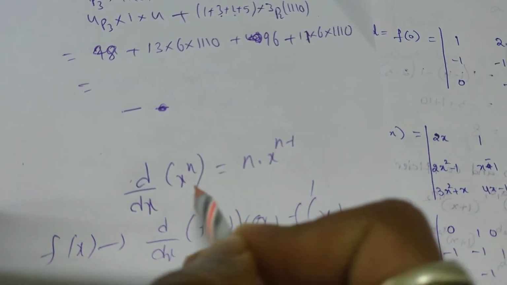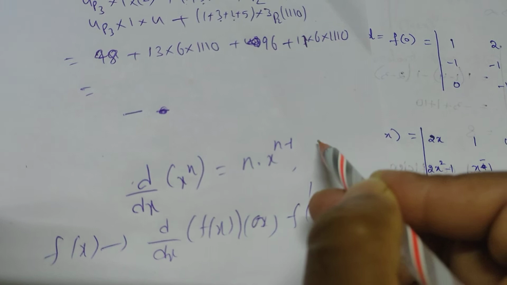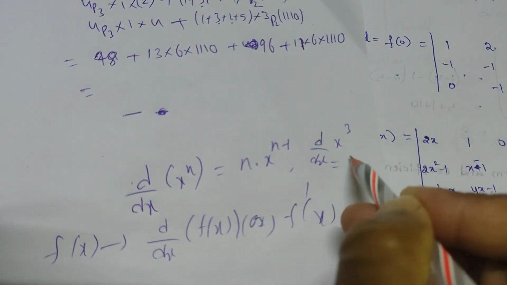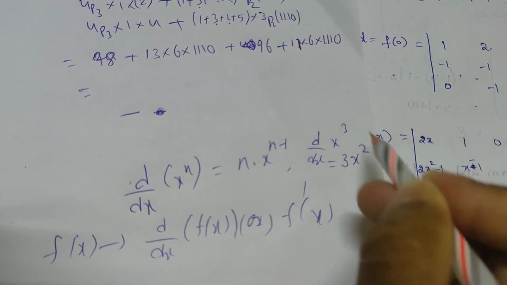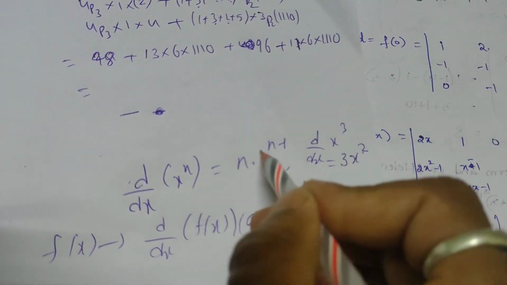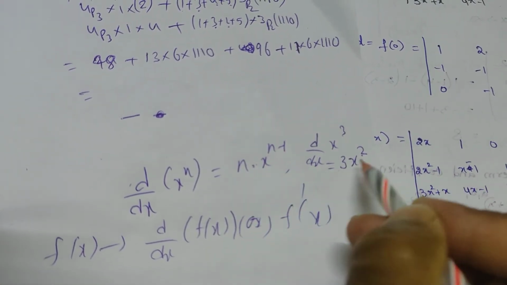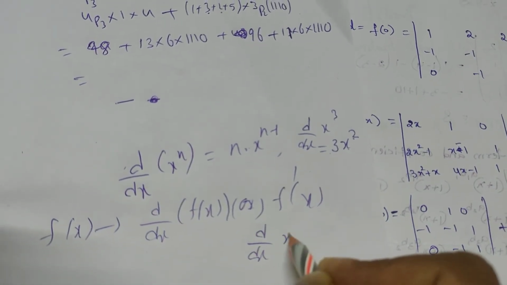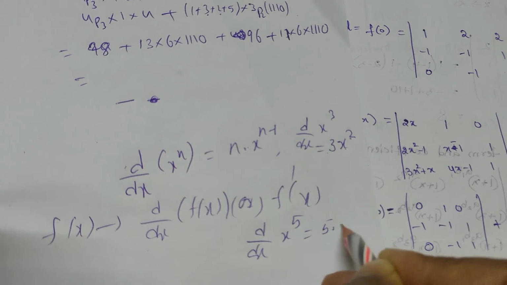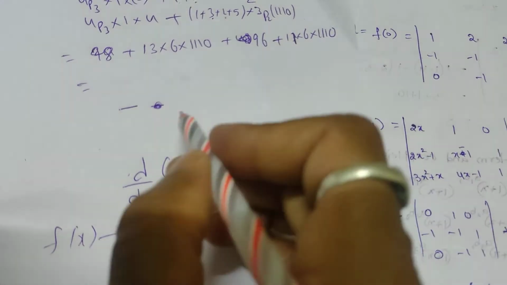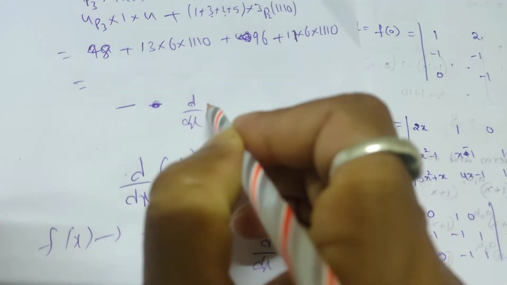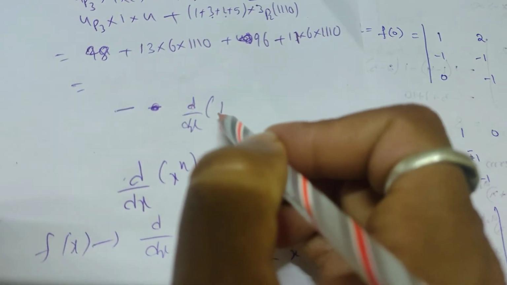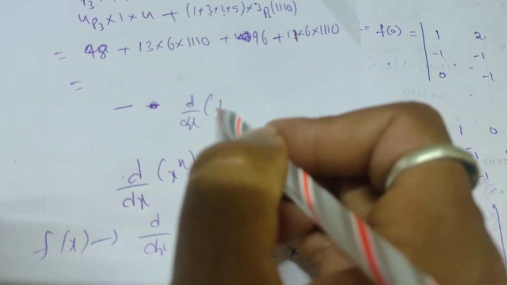For example, d by dx of x cube gives 3 into x square, since 3 minus 1 gives 2. N into x power n minus 1, that means 3x square. Suppose d by dx of x power 5, that means 5 into x power 5 minus 1, that is x power 4. Next, d by dx of a constant: any constant, 1, 2, 3, 4, 5, root 3, 1 by 2, 1 by 5, whatever it may be.